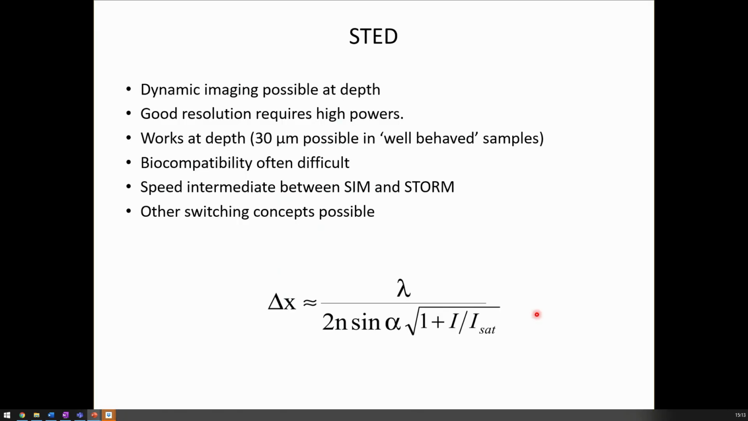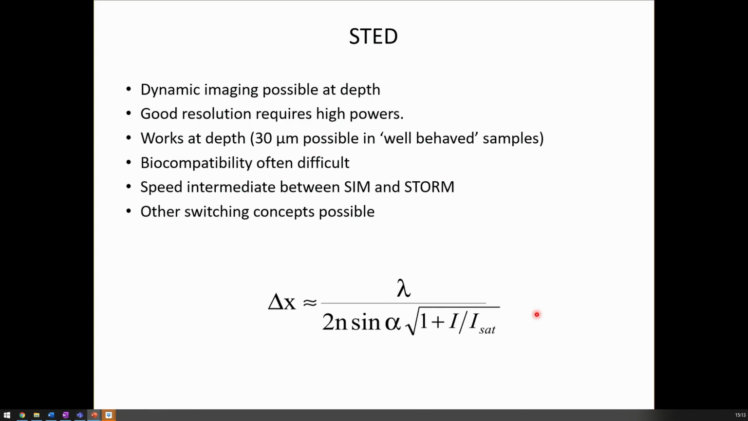So again, to come back, the major advantages are it allows you to image dynamically, also at depth, but a good resolution requires very high powers. So it works quite well at depth. 30 micrometers depth is possible, which for a super resolution technique is very good. It is probably of all techniques the one that works best at depth compared to the others.